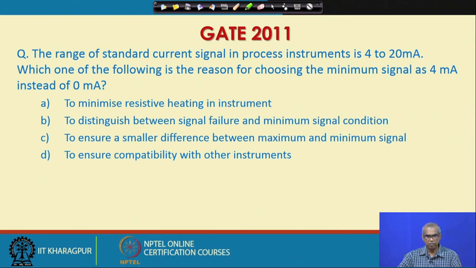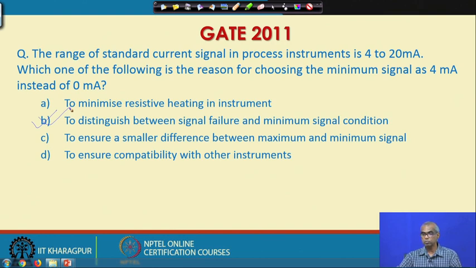A question from 2011. The range of a standard current signal in process instrument is 4 to 20 milliampere. Which one of the following is the reason for choosing the minimum signal as 4 milliampere instead of 0 milliampere? To minimize resistive heating in instrument, to distinguish between signal failure and minimum signal condition, to ensure a smaller difference between maximum and minimum signal, to ensure compatibility with other instruments. To distinguish between signal failure and minimum signal conditions.